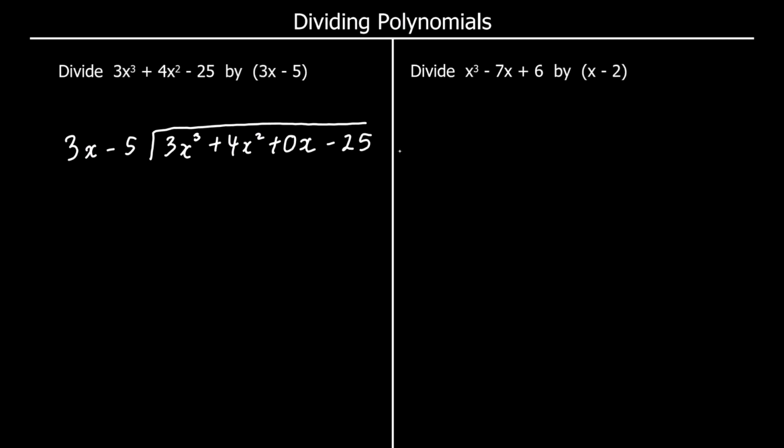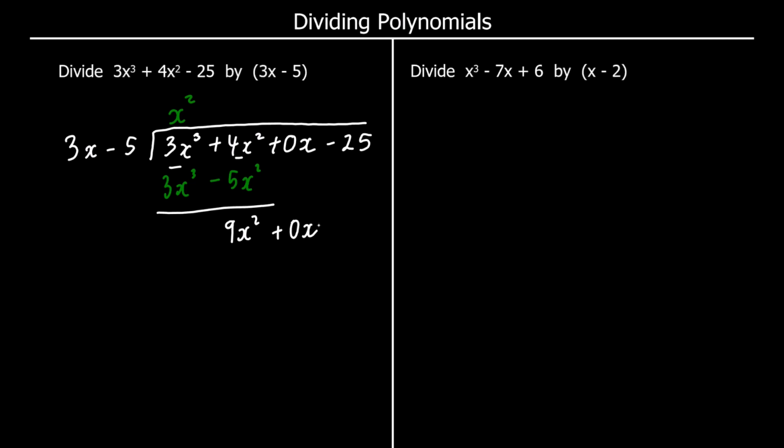So now we just follow exactly the same steps. 3x cubed over 3x is x squared, and then times by the x squared. X squared times 3x, 3x cubed. X squared times negative 5, negative 5x squared. Take away. 3x cubed and 3x cubed cancel out. 4x squared minus minus 5x squared. That's 9x squared. Bring down the next term, the 0x.